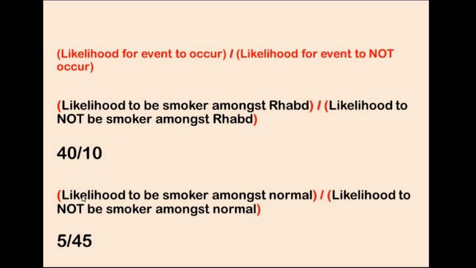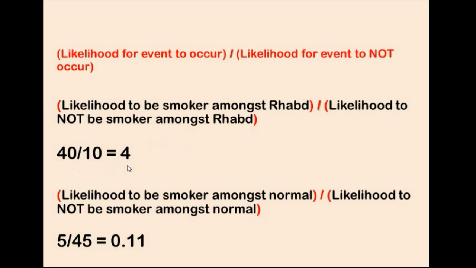And so that's the odds for that. And then the odds in the normal or the control group would be the likelihood for somebody to be a smoker amongst the control divided by the likelihood for somebody not to be a smoker amongst the control group, in this case, which would be 5, because 5 are smokers and 45 are non-smokers. So 5 over 45.